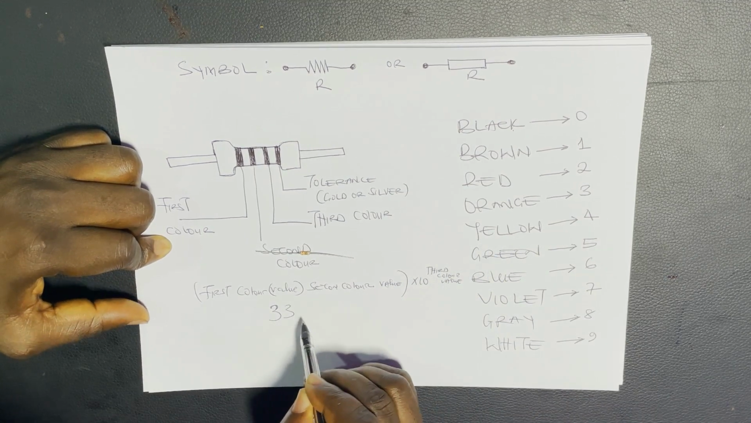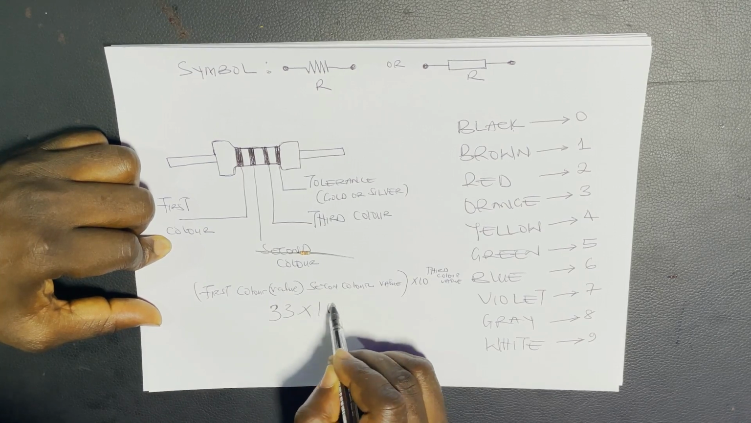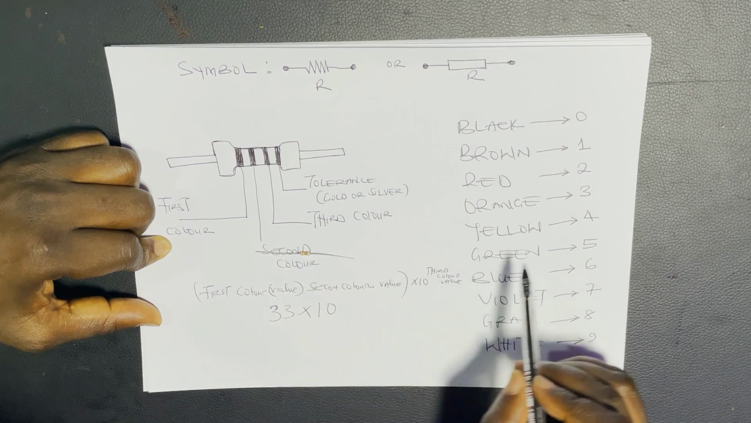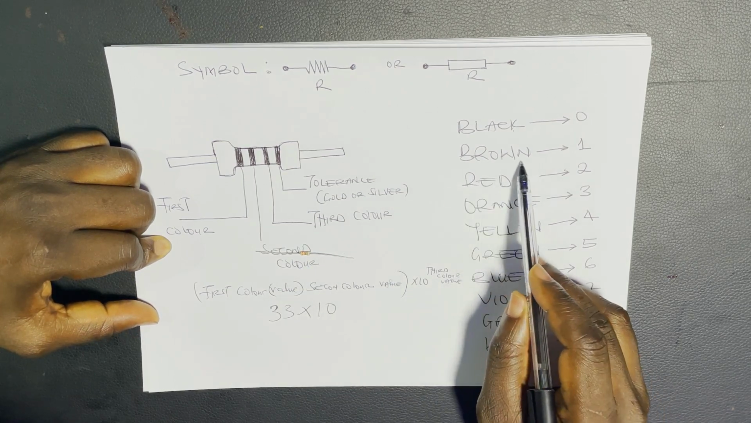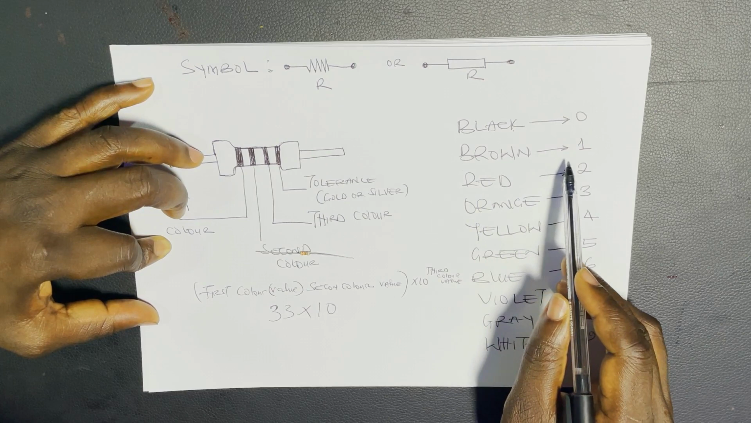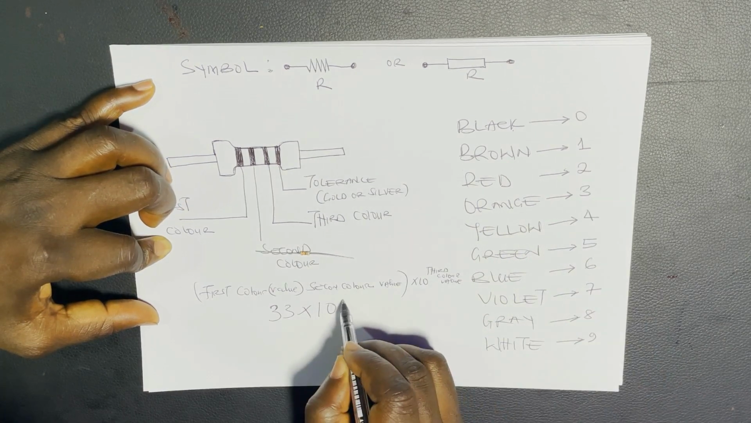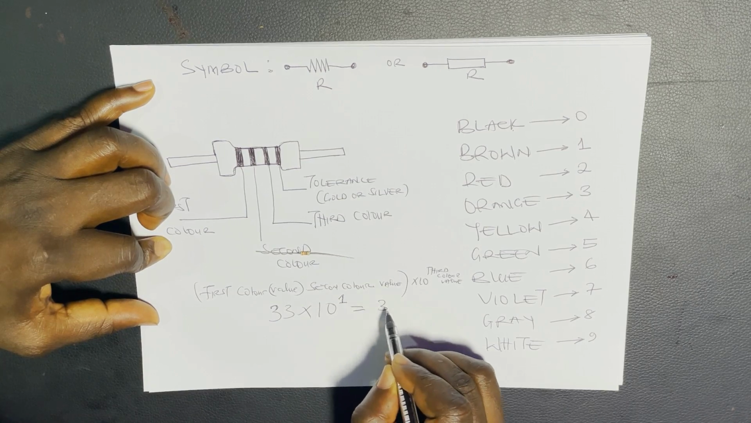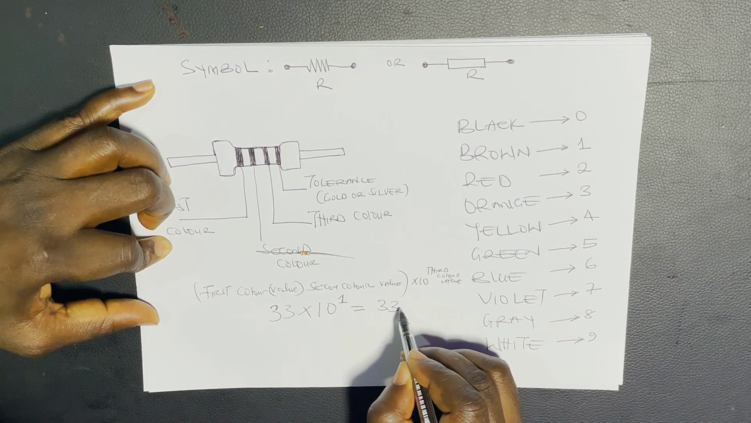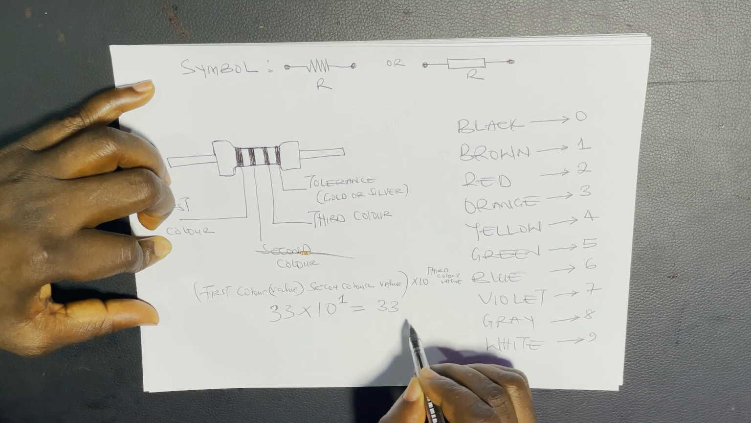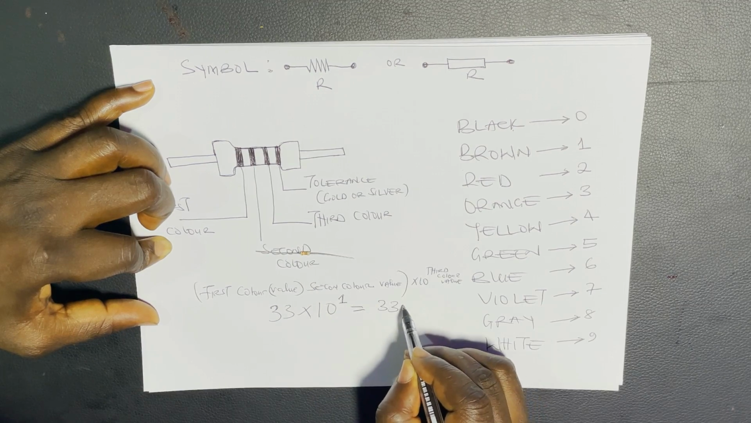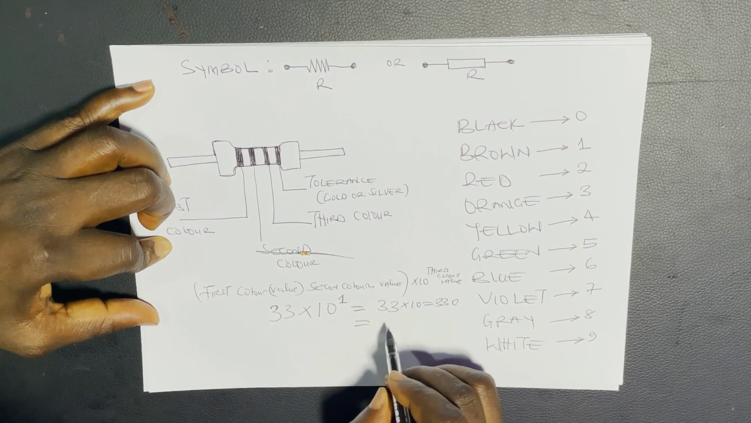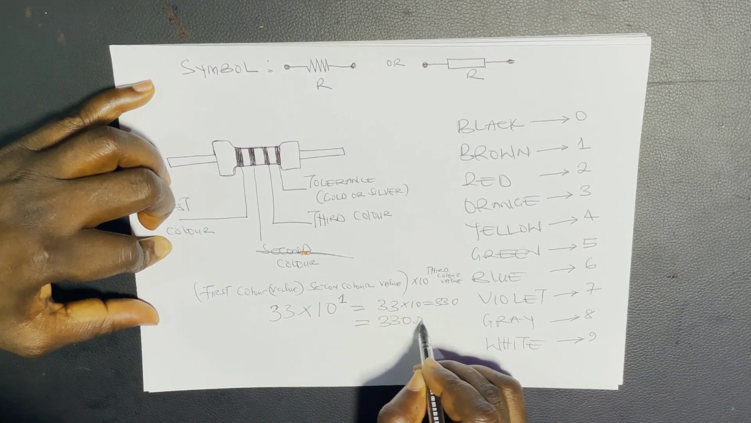So you write 3, 3, times 10. The third color here is brown. The value assigned to the brown color is 1. So you can now write raised to the power of 1. 10 raised to the power of 1 is still 10. So you can say 33 times 10, which is equal to 330. So the resistance value is 330 ohm.